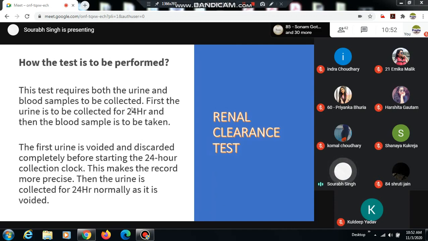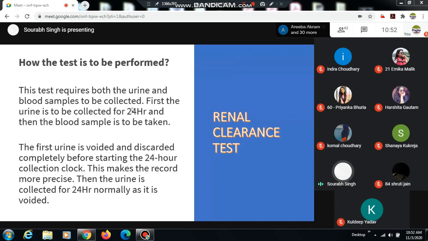How is the test to be performed? This test requires both urine and blood samples to be collected. First, the urine is to be collected for 24 hours and then the blood sample is to be taken. The first urine is voided and discarded completely before starting the 24-hour collecting clock.